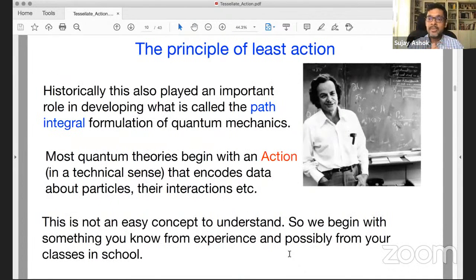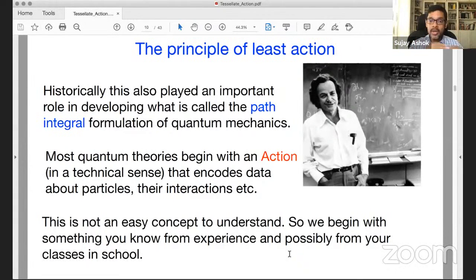I should also say that the principle of least action played a very important role in a reformulation of quantum mechanics that Richard Feynman did in the 1940s. And as I'll show at the end, most quantum theories also begin with an action, which encodes all the data about your physical theory. I've gone on and on about this action thing, and I haven't defined it. It's not a very easy concept to understand, so I'll postpone the action discussion to the third part of the talk.